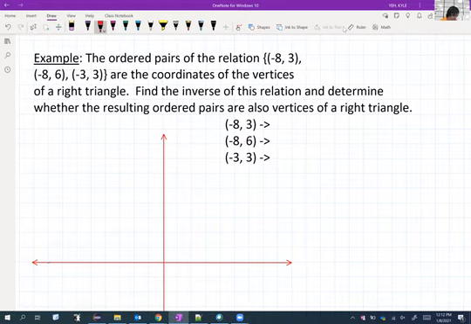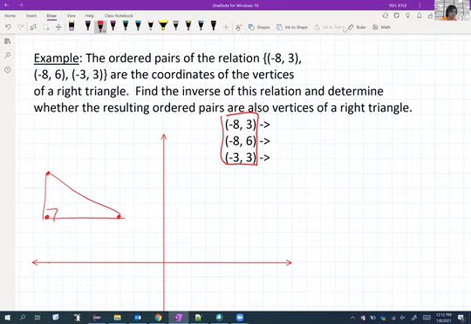I'm going to start out by plotting these points in red. So (-8, 3), (-8, 6), and (-3, 3). And we can see this is the original that they told us about. Although my lines are a little wobbly, we can see this is a right triangle. That horizontal line and that vertical line intersect at exactly 90 degrees. Our original is a right triangle.